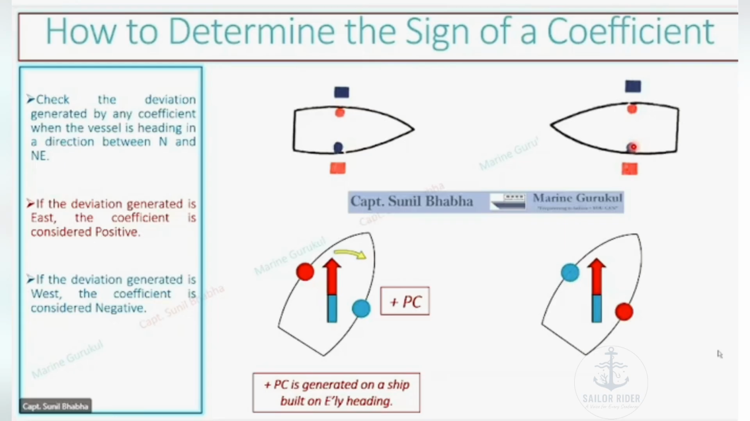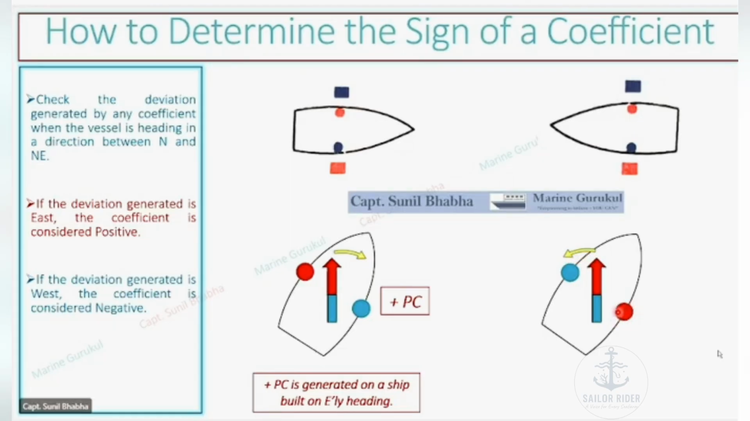Let us analyze the ship on a heading between north and northeast now. So we have the same ship here heading somewhere between north and northeast. Starboard beam is red as mentioned in the top diagram, and port beam is blue. Now you can clearly see the blue port beam is going to attract the red end of the compass needle towards it, making the compass needle move anti-clockwise looking from top, or generating a westerly deviation. This deviation is shown by the yellow color arrow here.